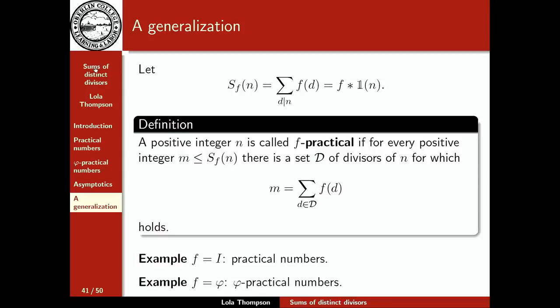And then we can define f practical numbers to be the integers n where for every positive integer m up to s sub f of n, notice this is not going all the way up to n, it's going to s sub f of n, there's going to be a set of divisors of n where we can write the m's in terms of those f of d's. So in particular, when we let f be the identity function, we get exactly the practical numbers back. And when we let f be the Euler phi function, we get the phi practical numbers back. And this makes sense with the definition of s sub f of n, because remember, for the practical numbers, we took them all the way up to sigma of n. And so that makes sense as the analog for how far you take the values of m.